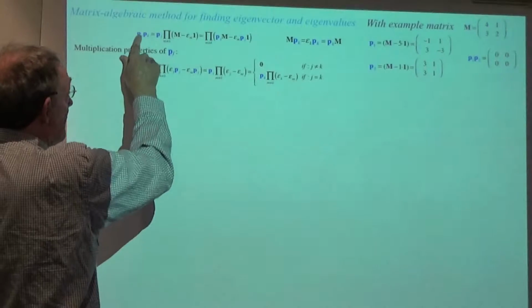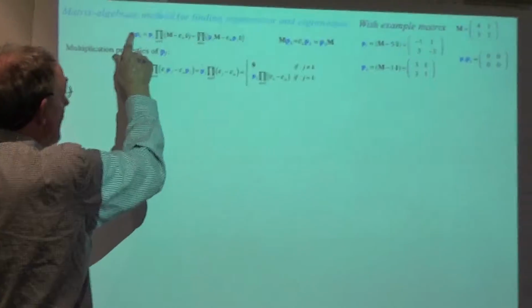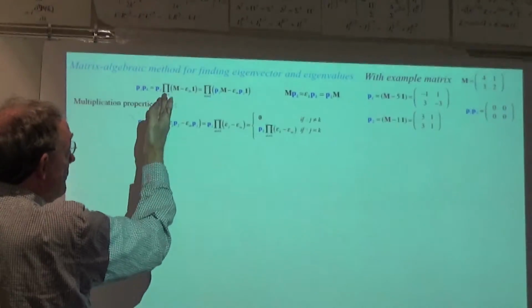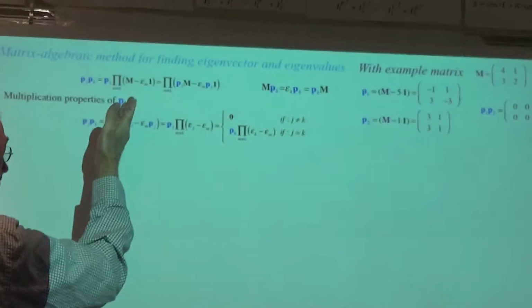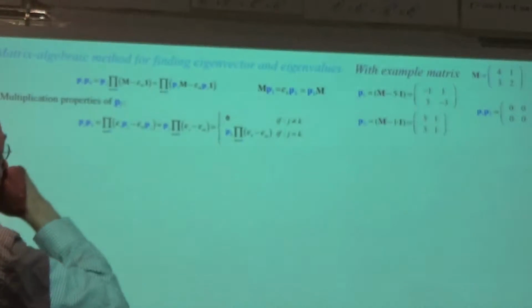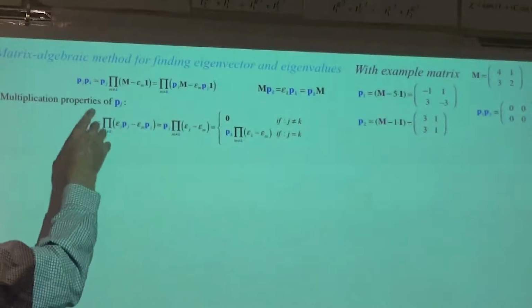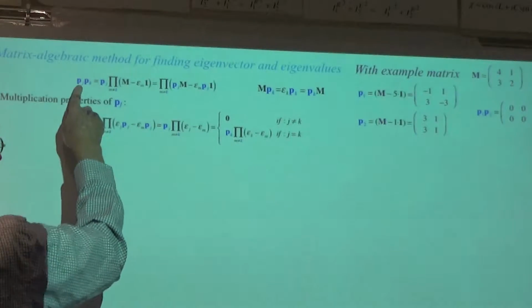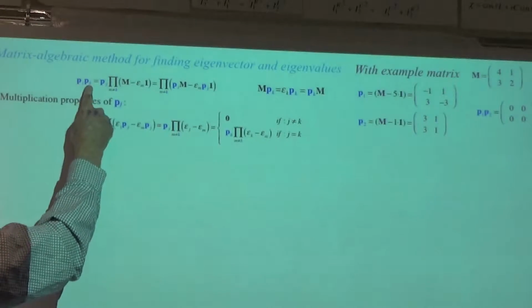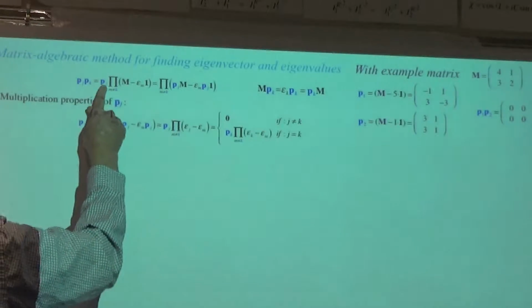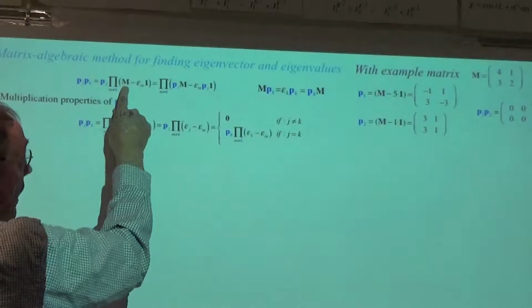the idea being that if I put matrix M here, when it hits pk, it gives me the pk with the eigenvalue epsilon multiplied. So what if we multiply projectors together? What if I put the pj projector here and multiply on the pk projector? So here's pj hitting this thing.